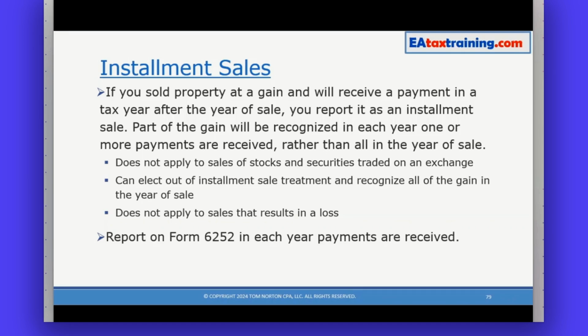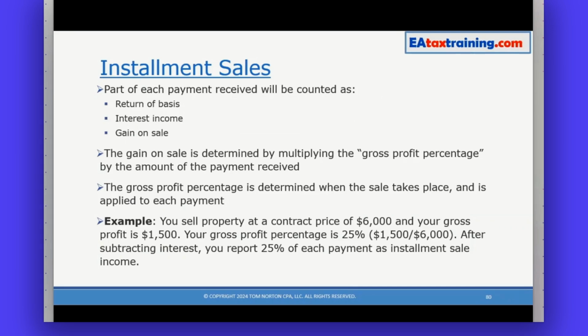So a couple of things. This does not apply to sales of stocks and securities that are traded on an exchange. And you can elect out of this treatment. So you can say, instead of recognizing part of the sale each year a payment is received, I would rather just recognize it all this year in the year of the sale. You can do that. You can elect out of it. And also, this only applies to gains. It does not apply to losses. So if you have a loss, you can take the entire loss in the year of sale. You report these sales on a form 6252, and you file that form each year in which payments are received.